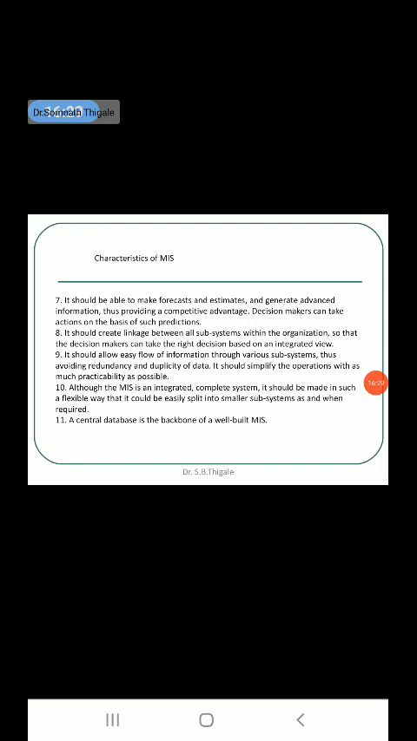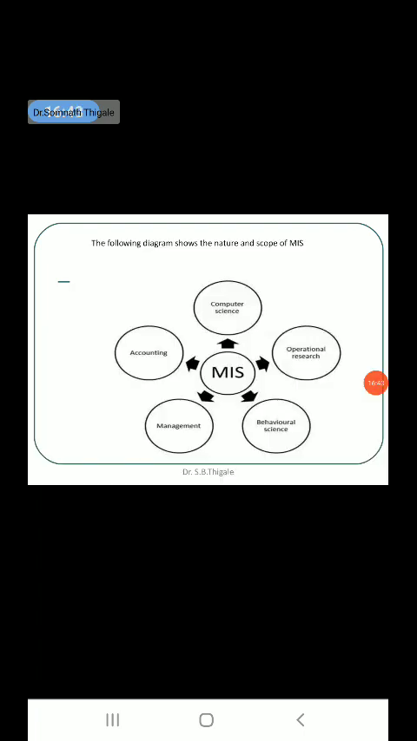And the central database is the backbone of a well-built MIS. So the entire data will be available at the center on a single click whenever required by the management of that information system. So this is the basic idea which shows me about the MIS for any institute: computer science, operation research, behavioral science, management, and accounting. If you take any organization into consideration, accounting will be responsible for salaries, collecting monies, fundings, etc. Computer science is the department which will be responsible to perform EDP, meaning electronic data processing.